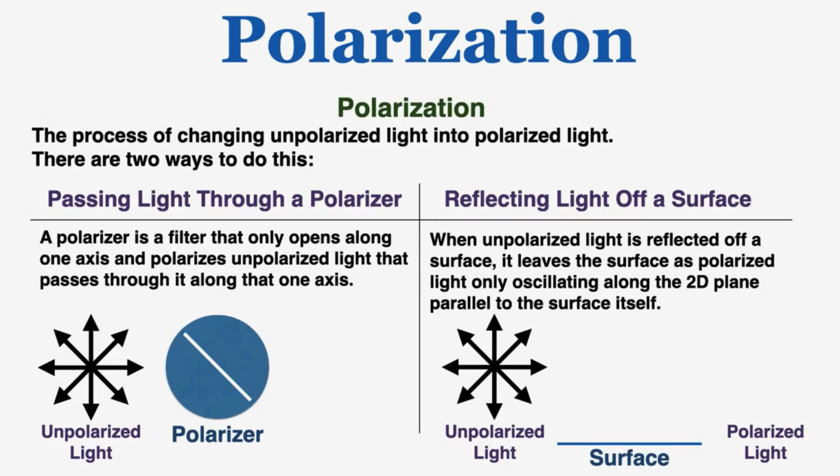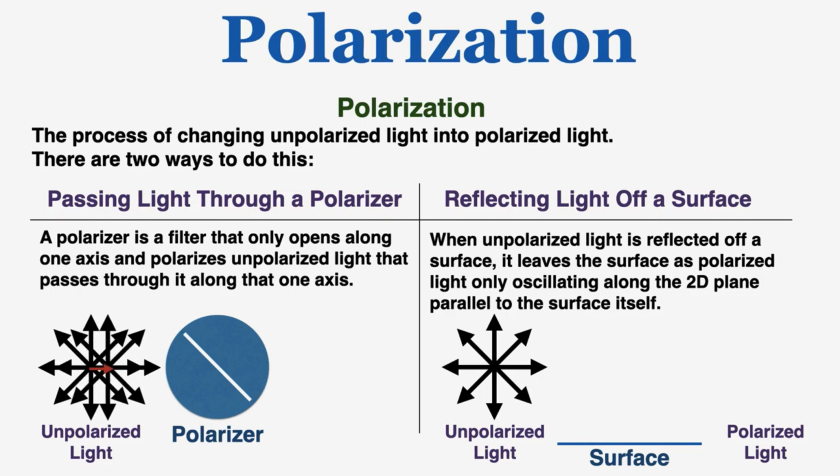You're now in a position where you can understand polarization, which is the process of changing unpolarized light into polarized light, changing from light with an oscillating electric field along every 2D plane to only one 2D plane. There are two ways we can polarize light. The first way is to pass it through a polarizer, which is a filter that only opens along one axis and polarizes unpolarized light that passes through it along that one axis.